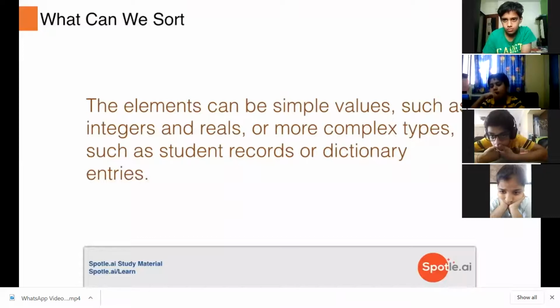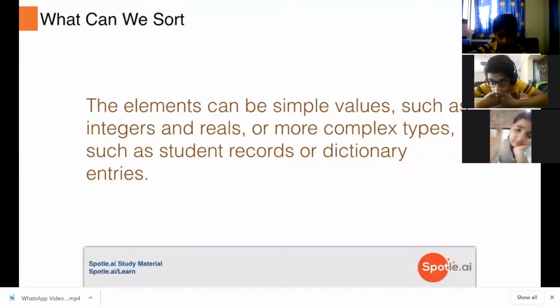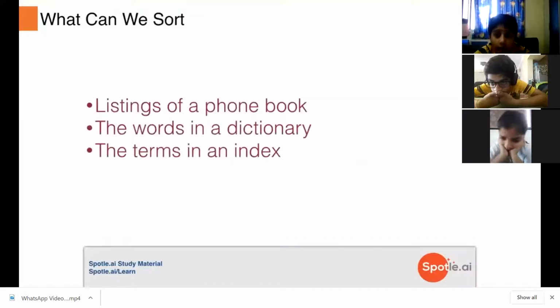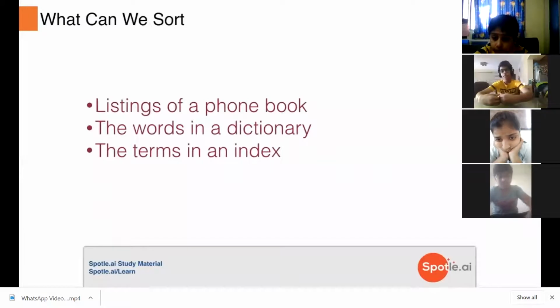We encounter many examples of sorting in everyday life. Consider the listings of a phone book, the words in a dictionary, or the terms in an index, all of which are organized in alphabetical order to make finding an entry much easier.